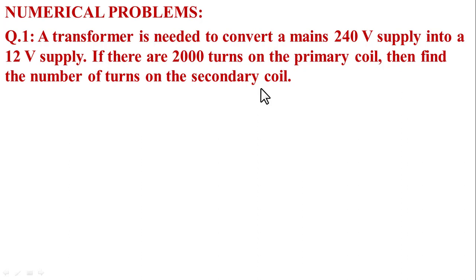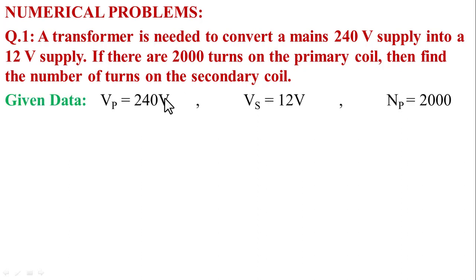Now, according to the given data, first of all we write the given data. Vp, voltage of primary, is equal to 240 volt, and Vs, voltage of secondary coil, is equal to 12 volt, and number of primary turns Np is equal to 2000. Now we can calculate or find Ns, number of turns on secondary.